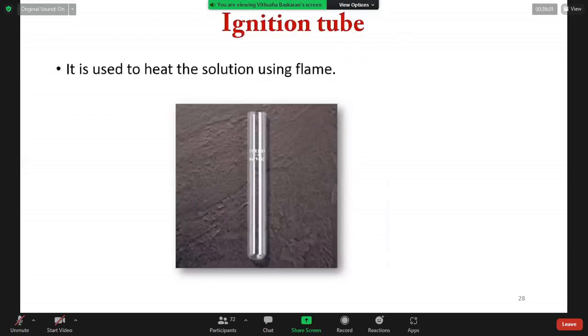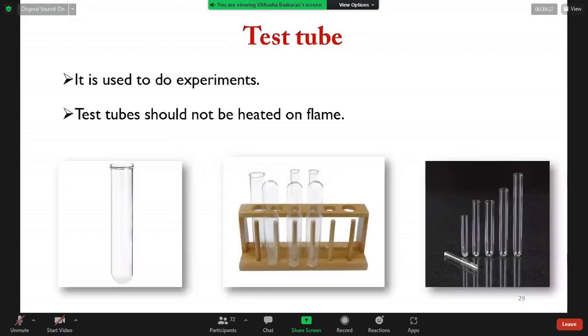And these three tubes, ignition tube, test tube, and boiling tube, will look almost the same in appearance, but the ignition tube is somewhat small, and it also has a thicker wall. Okay, a thicker wall, because this is used for heating a solution using flame. So the wall of the ignition tube is comparatively thicker than the test tube, and it is smaller in size. Okay, and the test tube can't be heated in flame, and it is used for experiment purposes. And this is available in several heights or several sizes.